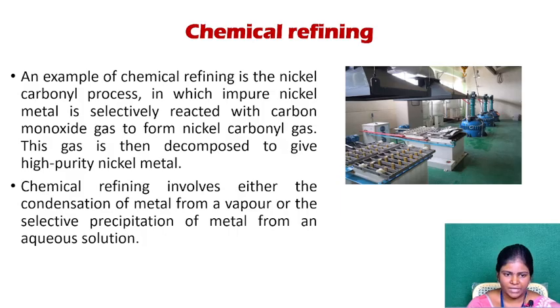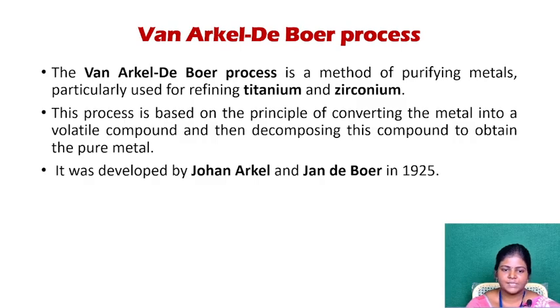Then chemical refining. An example of chemical refining is the nickel carbonyl process, in which the impure nickel metal is selectively reacted with carbon monoxide gas to form nickel carbonyl gas. This gas is then decomposed to give high purity nickel metal. Chemical refining involves either the condensation of metal from a vapor or the selective precipitation of metal from an aqueous solution. Then the next process is the Van Arkel de Boer process.